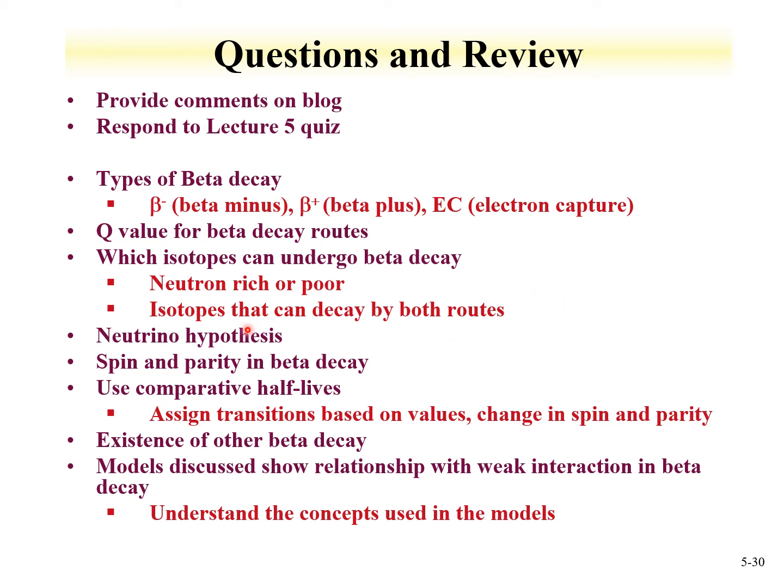You should be able to understand and utilize the neutrino hypothesis, explain how the neutrino hypothesis came about, and what were the parameters that led to it. You should understand spin in beta decay, how changes in spin and parity impact the beta decay routes, and probabilities of those decays. You should be able to use comparative half-lives in that equation that shows values for comparative half-lives. You should be able to assign transitions based upon those values, or the changes in spin and parity in those transitions. You should also be able to discuss the existence of other beta decay modes, for example, double beta decay.